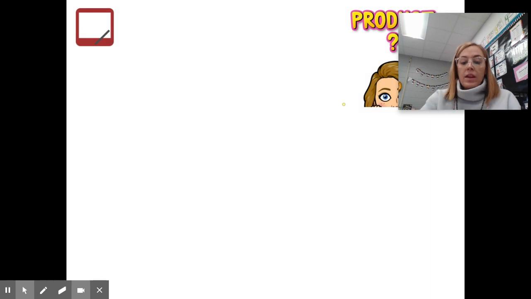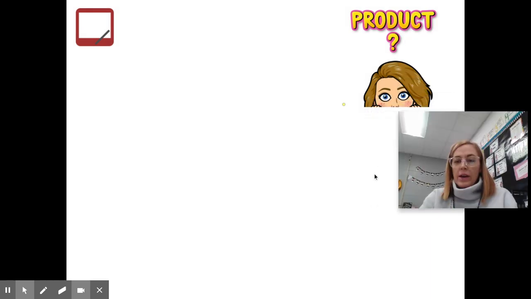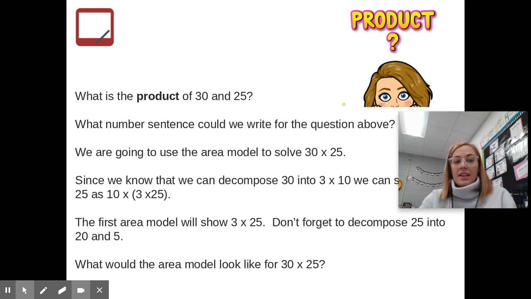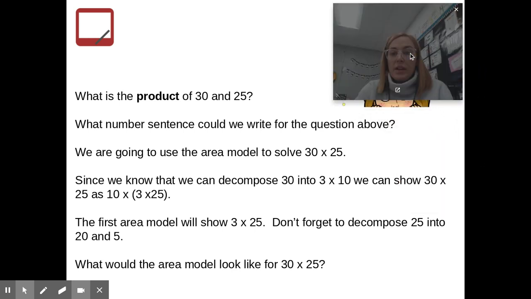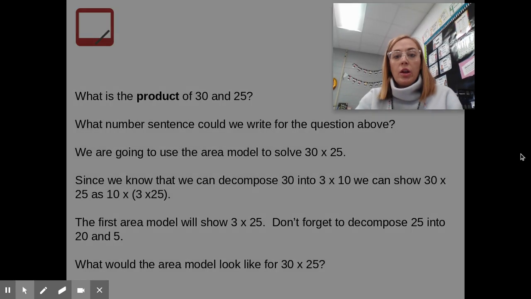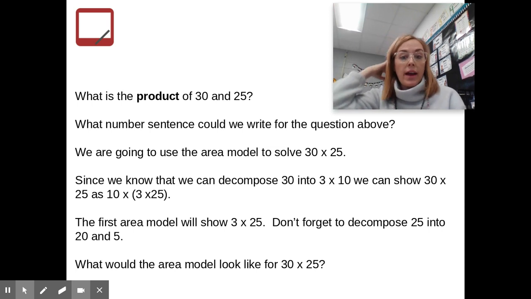Okay, so the first thing you can see up here is that we are going to find a product. And does anybody remember what it means to find a product? So the product of 30 and 25 means that we would be doing multiplication. Okay, so we will be doing multiplication to find the product. Now remember, when we're doing division, it's a quotient. When we're adding, it's a sum. When we're subtracting, it's a difference. But when we're doing multiplication, it's called the product, okay?